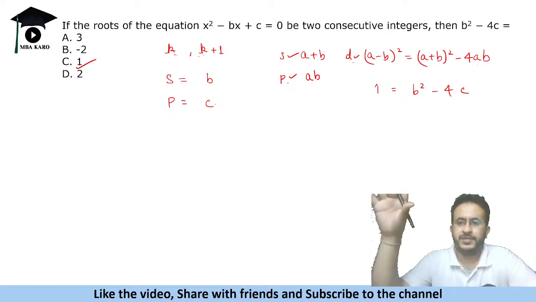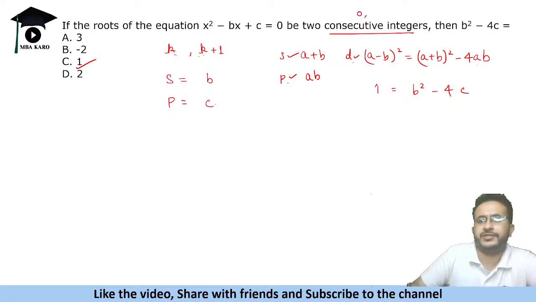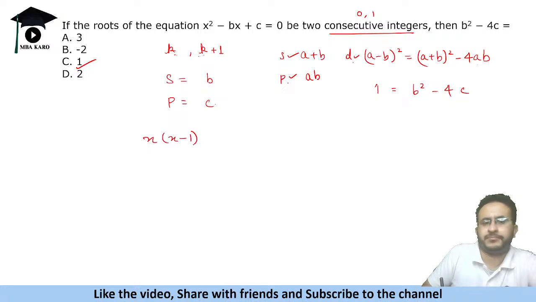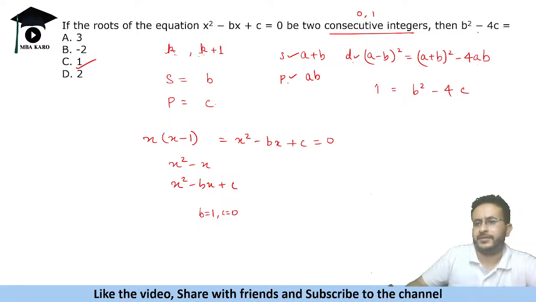ठीक है, बट इसको आप सिंपल वे में कर सकते हो. ठीक है, सिंपल वे में कैसे करो, वी आर टू कॉन्जिक्यूटिव इंटीजर्स, 0 1 मान लो. ठीक है, सो 0 1 मान लेंगे तो x into x minus 1, that should be the equation. That is x square minus bx plus c equal to 0. So x square minus x हो गया. So this is equivalent to minus bx plus c. ठीक है, so c 0 आ गया और b 1 आ गया. b square minus 4c, 1 minus 0 is 1.